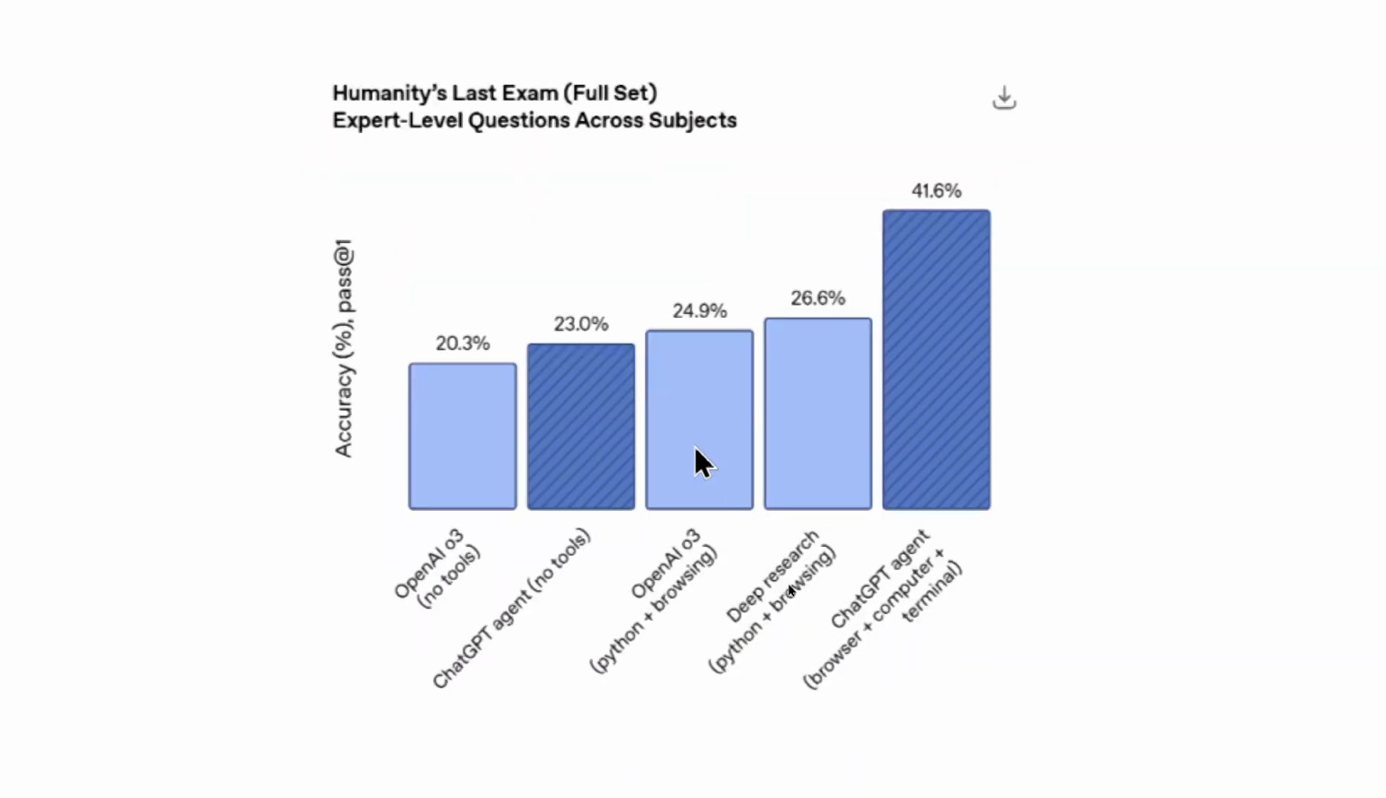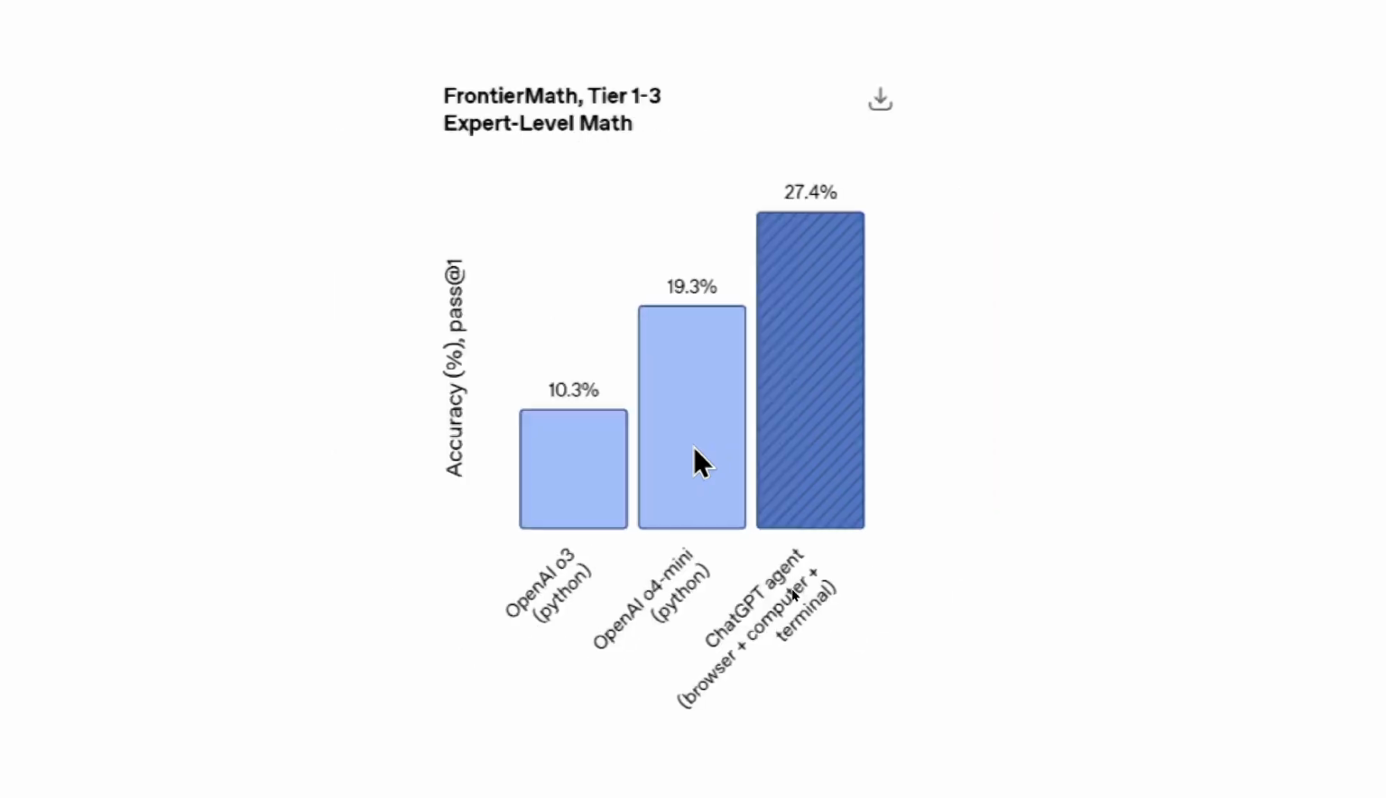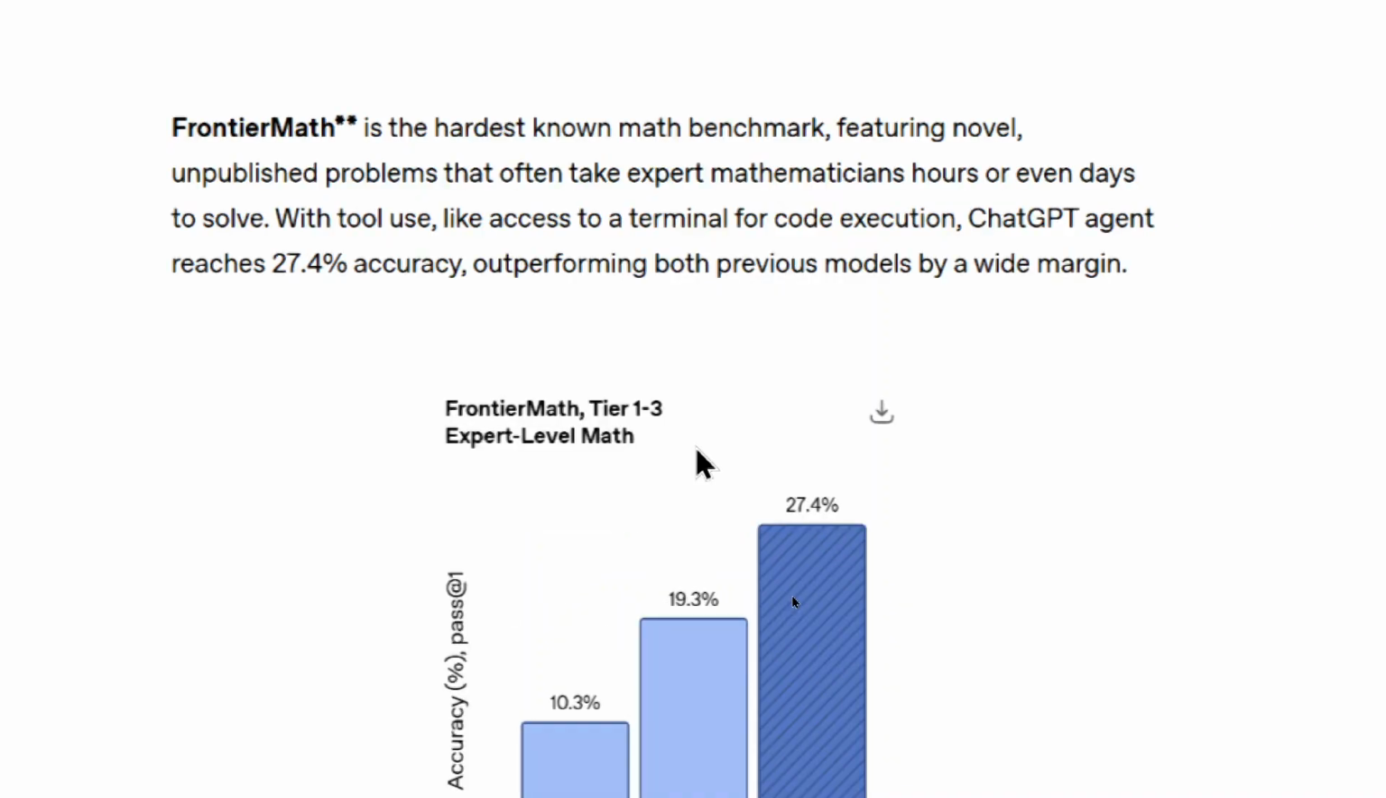This new ChatGPT agent, which is deep research and operator, performs better than O3, ChatGPT agent with no tools, O3 with Python and browsing, and then deep research. It's also better at math than the other models. I wonder why that is. That's interesting. It looks to be because it has access to tools, also a terminal for code execution.